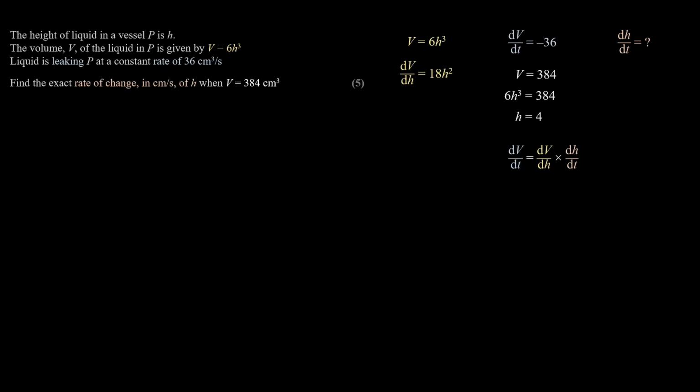We substitute dV over dt equals negative 36, and dV over dh equals 18h squared. Simplifying the equation, dh over dt equals negative 2 over h squared. V equals 384 corresponds to h equals 4. Substituting this value, we solve to get negative 0.125, meaning the height is decreasing at the rate of 0.125 centimeters per second.